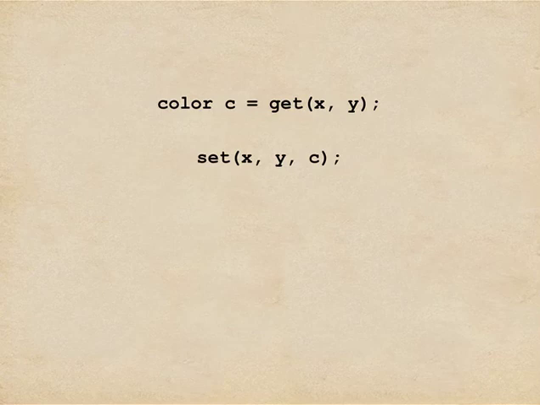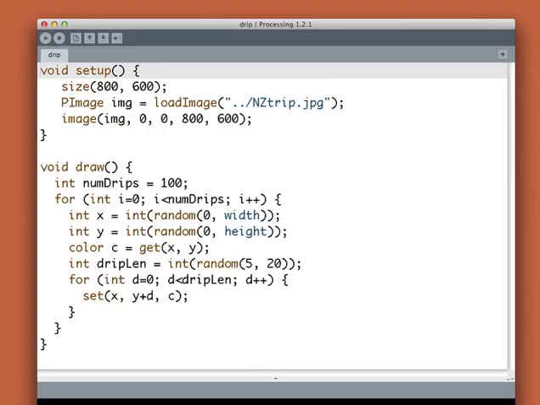Let me show you a couple of examples of things you can do with these two function calls. Here's a fun little program to make the image look like it's dripping paint. Setup does nothing more than what we've seen before. Creates a graphics window, loads an image, and puts the window up on the screen.